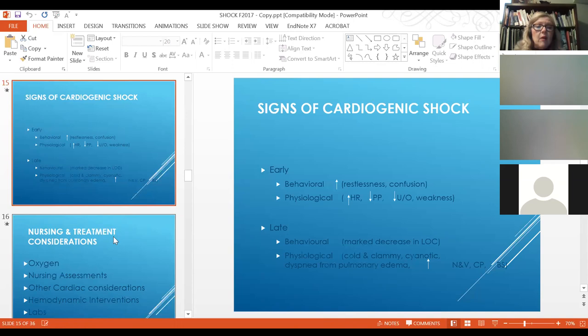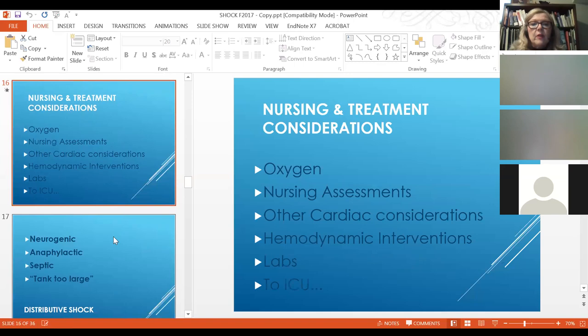And so if there was ever a question, where would you be concerned? It would be a blood pressure less than 100 or an alteration of 20% of their trending blood pressure. So looking for those subtle changes. Late signs, of course, would be a marked decrease in level of consciousness, cold and clammy. They're going to experience chest pain because of myocardial ischemia.